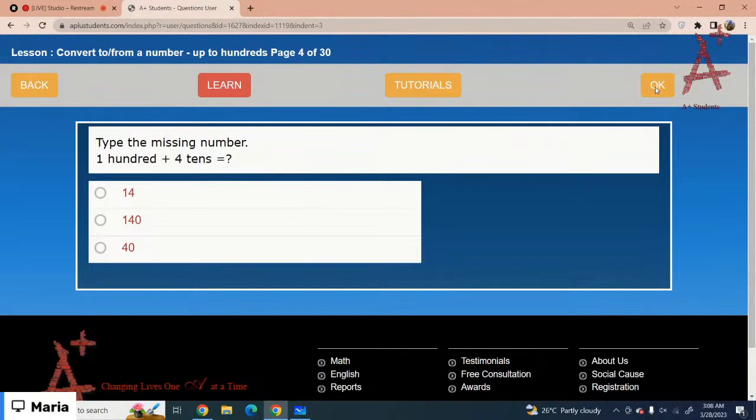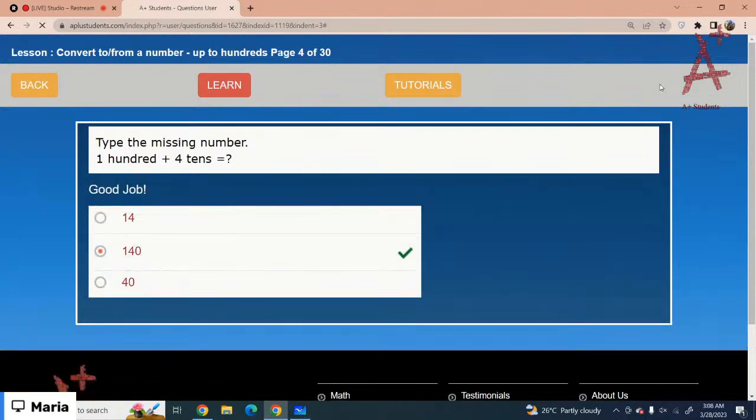1 hundred 4 tens, which is the correct option? You are given the hundreds digit and the tens digit. The ones digit is not given. That means the ones digit must be 0. Got it? Yes, it is 140. Option number 2 is the correct option. 140 it is. Got it? 1 hundred 4 tens. So 1 is at the hundreds position, 4 is at the tens position, and you're not given the ones digit, so it must be 0.